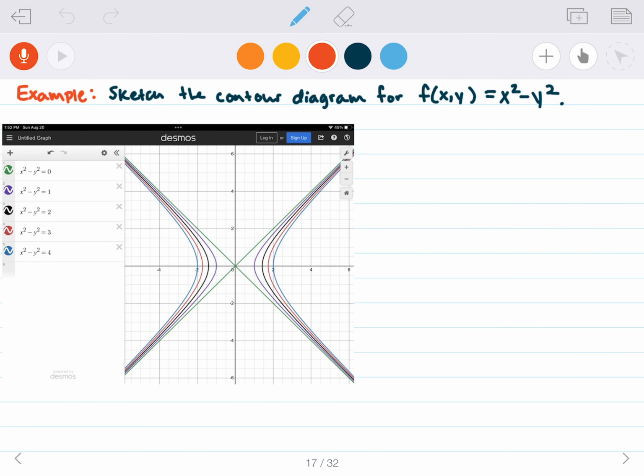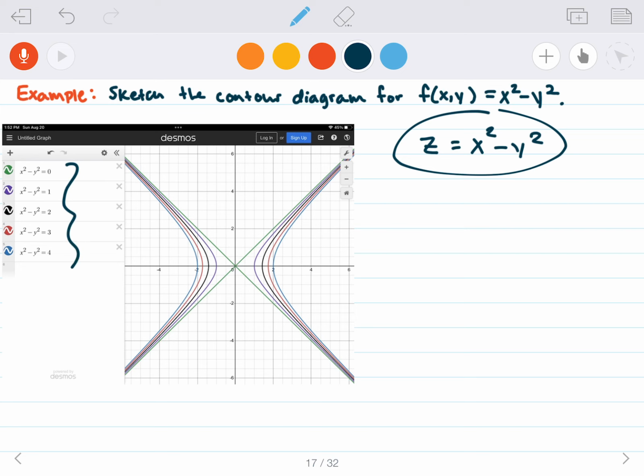All right, sketch the contour diagram for z equals x squared minus y squared. So I've already done this for you guys in Desmos. Here are our contour lines, and what we can see is that this is making a hyperbola kind of shape. And so we'll put this in GeoGebra to see where these shapes are coming from.